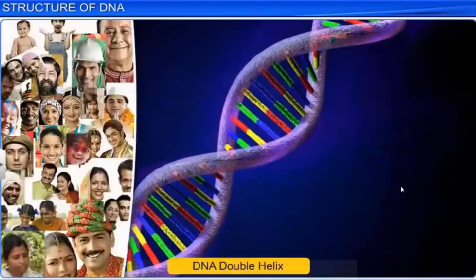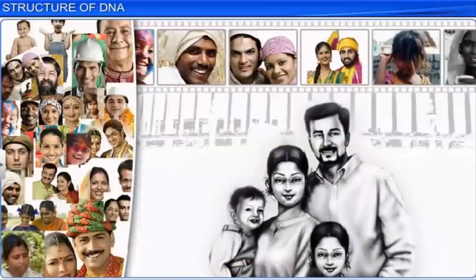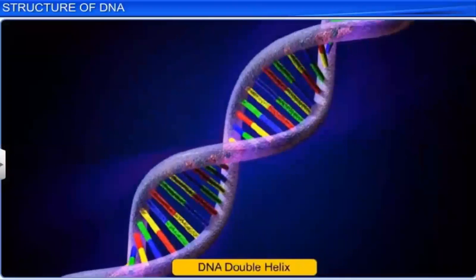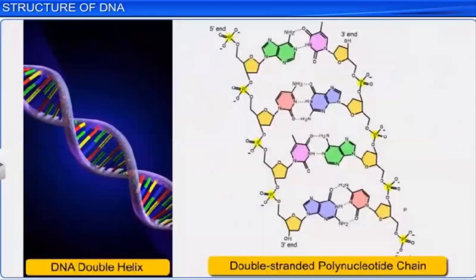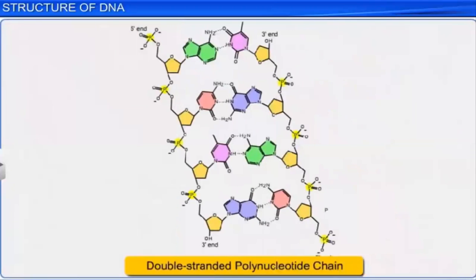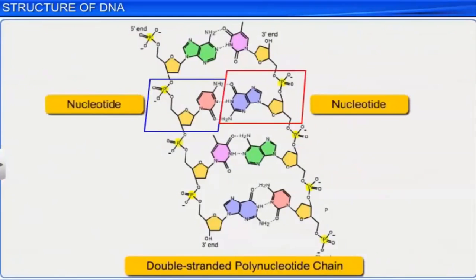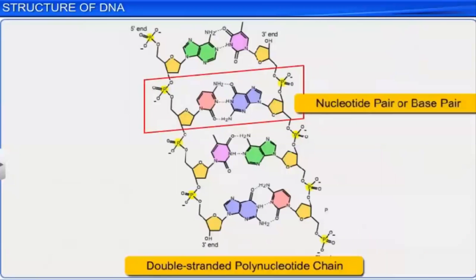Human beings are 99.9% identical. It is that 1/10 of 1% difference that makes us all unique. DNA derives its name from deoxyribonucleic acid, a type of nucleic acid. Nucleic acids are made up of polynucleotide chains, which are formed by several nucleotides or molecules that make up the structure of the DNA when bonded together. In fact, the length of a DNA is defined by the number of nucleotides or pairs of nucleotides present in the DNA. A pair of nucleotides is also known as a base pair.